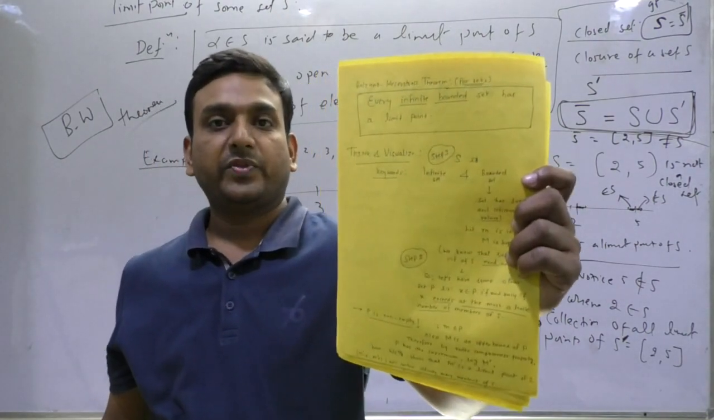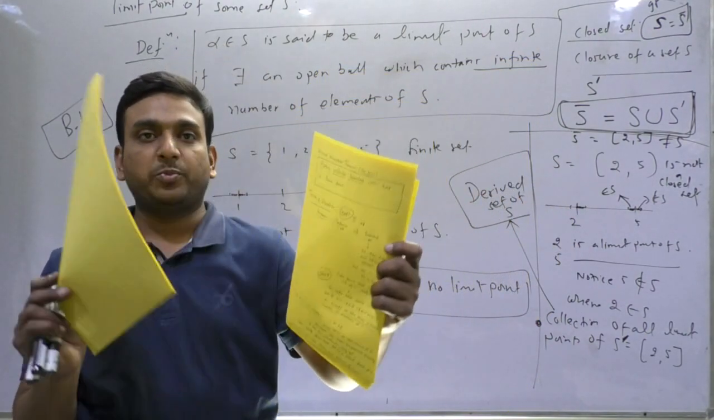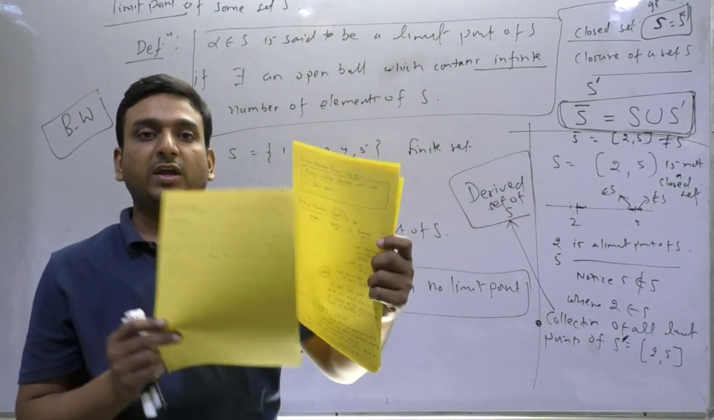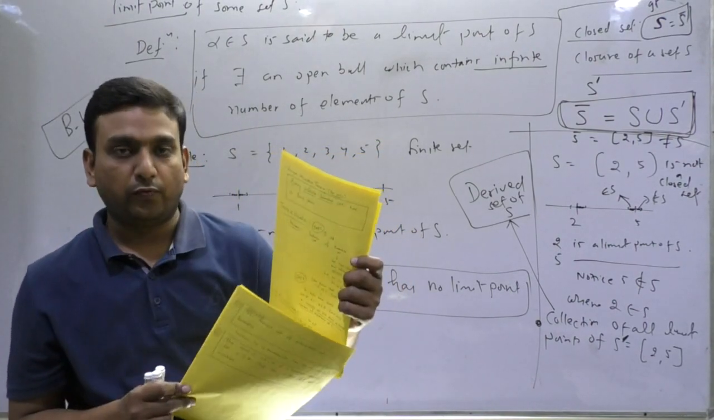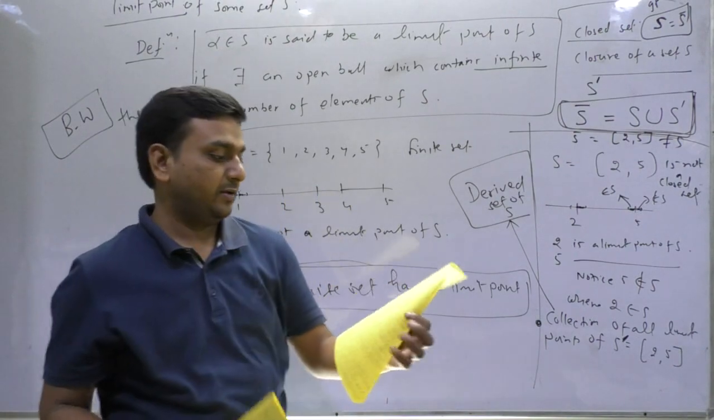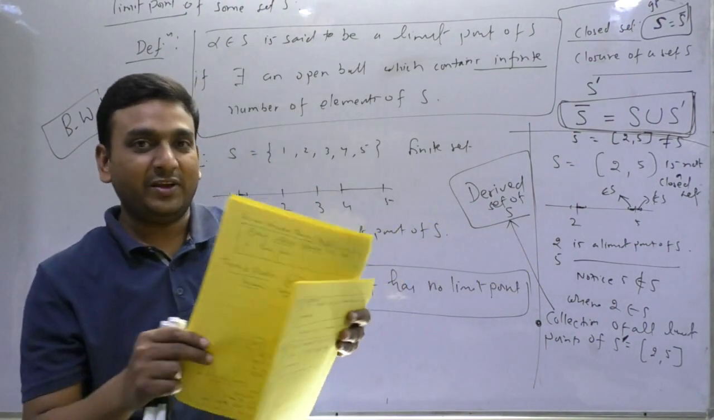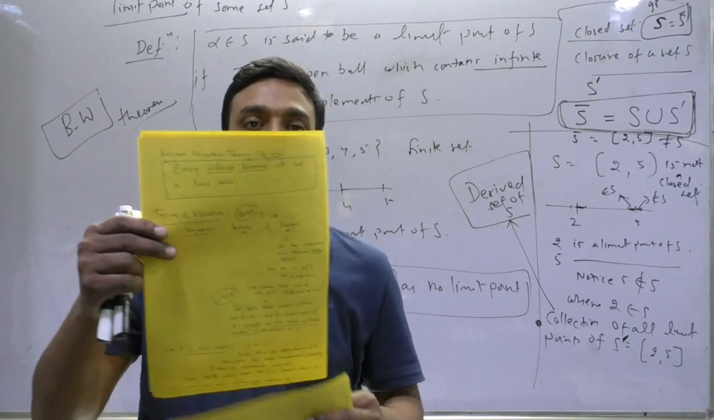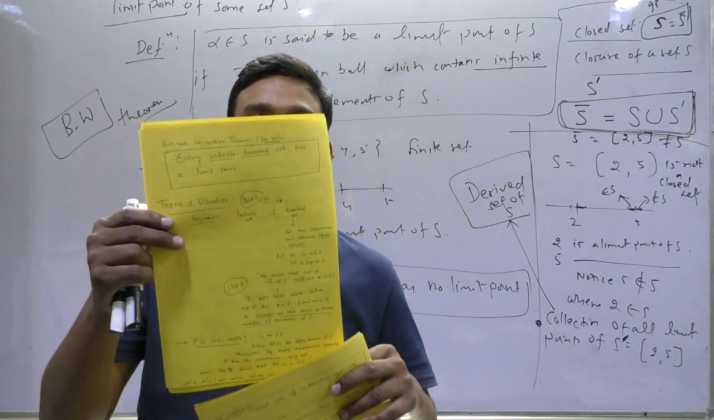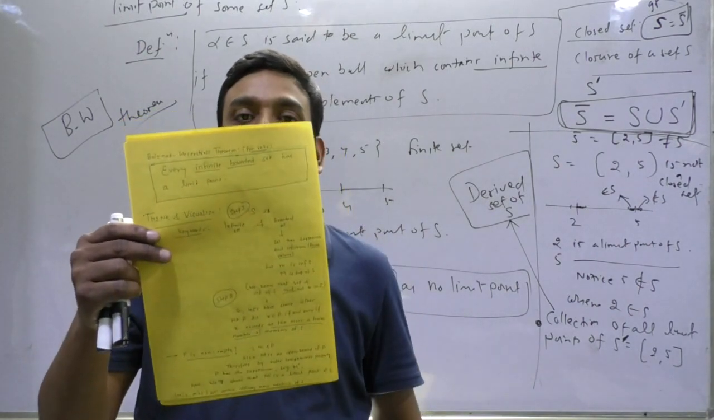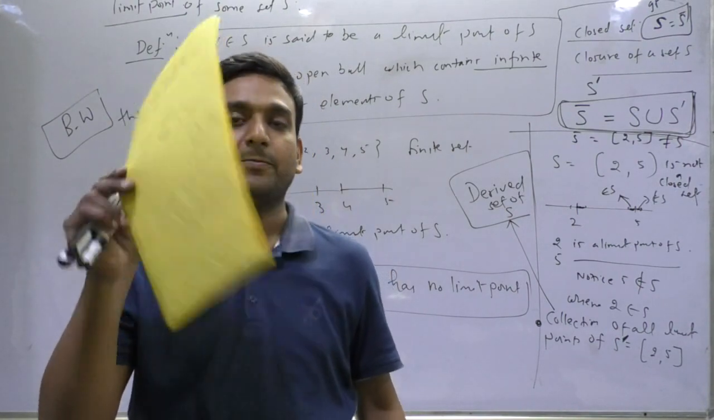Bolzano-Weierstrass theorem, proved in my own words. You people are suggested to go through the proof and please revise the proof. It will help you eventually. And revising whatever I said, I have clearly stated and explained well, it is not the book wala proof. Okay.